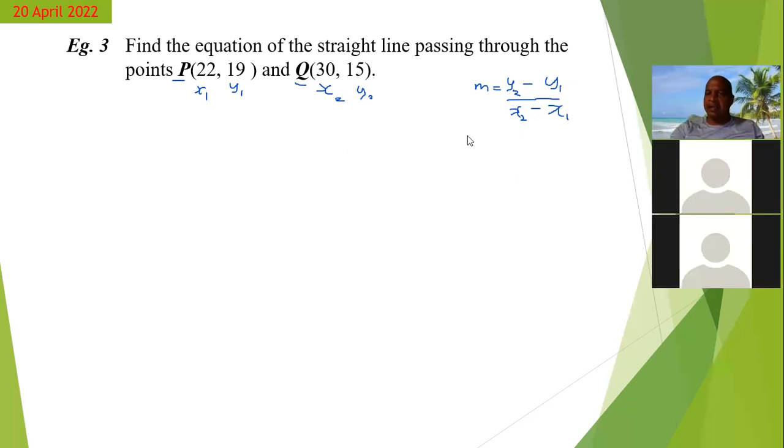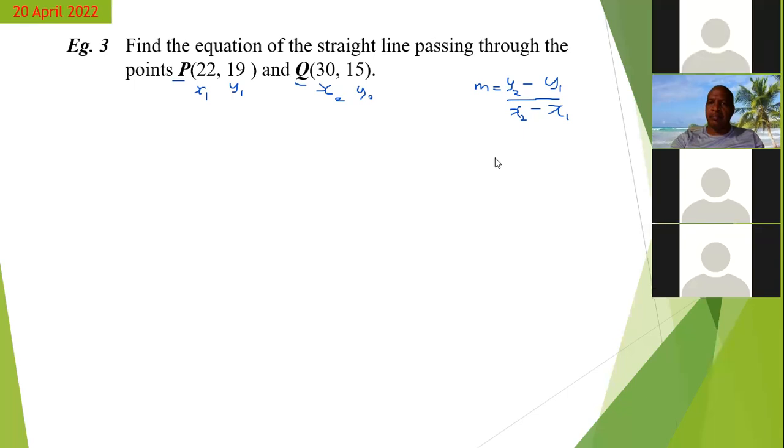Okay, Mr. Lamar, asking a question. Are you finished? Sir, I got the answer. What you got? You got the equation or you got the answer for the gradient? I got the answer for the equation. All right, so what you get for your equation? Let me write it down. Okay, sir. M equal. No, the equation should be in the form y equals something.